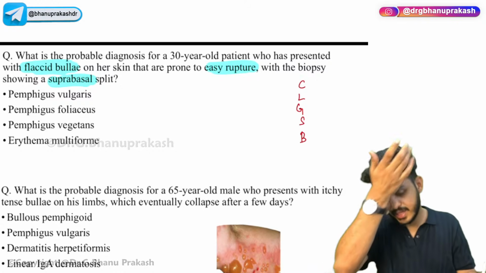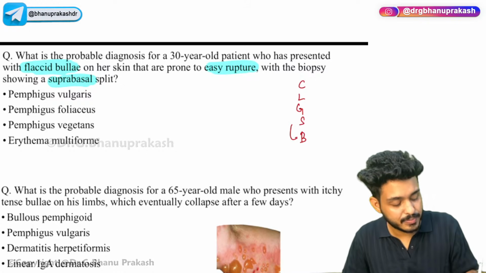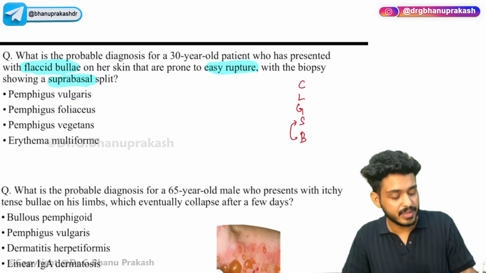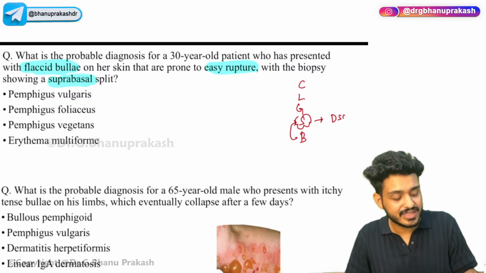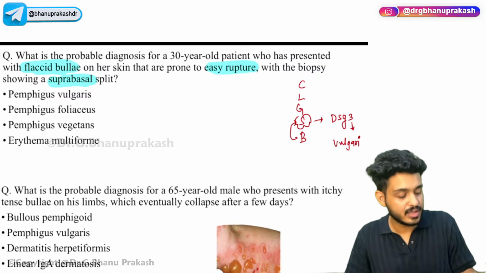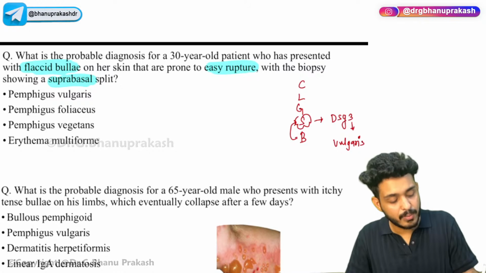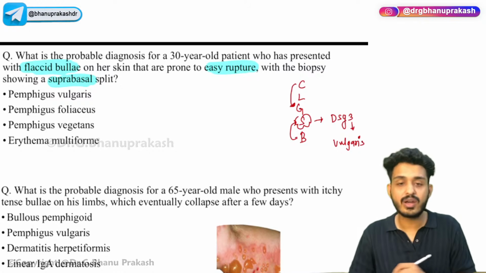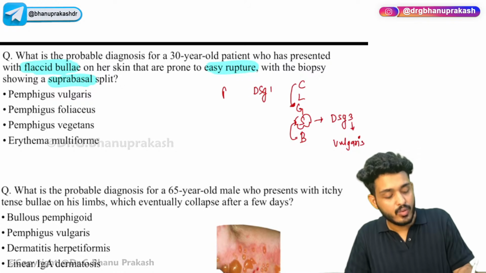What we have discussed till now, let's see one by one. Suprabasal means what? Where is the problem? The problem lies in the stratum spinosum, and we have already seen in the stratum spinosum there will be maximum desmosomes, so it is always concerned with desmoglein 3, and desmoglein 3 is concerned with vulgaris. Whereas when we talk about subcorneal, desmoglein 1 is involved there, and the disease will be foliaceus.